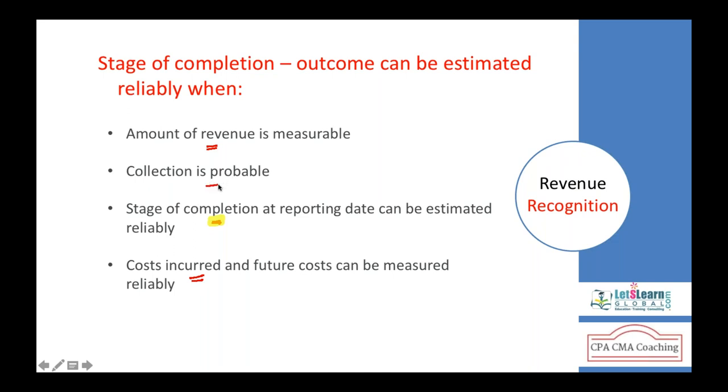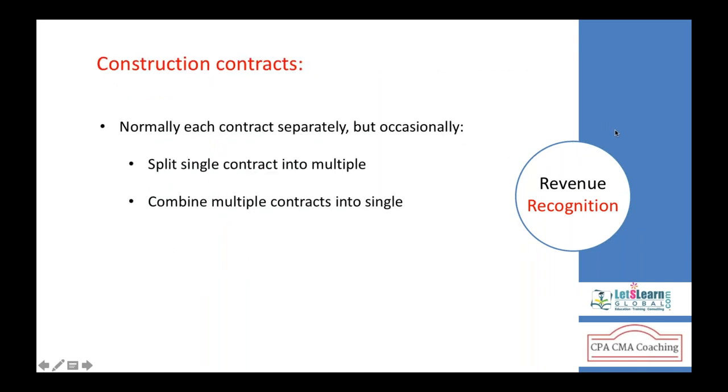When you see that the collection is probable, you should bill the customer and collect money, but this is not related to your revenue recognition. Cash collection is not related to revenue recognition. Percentage completion and cost incurred are the two components we use in the calculation of revenue from construction contracts. In construction contracts, mostly the single contract method is used. But if you have contracts of similar nature, they can be combined.